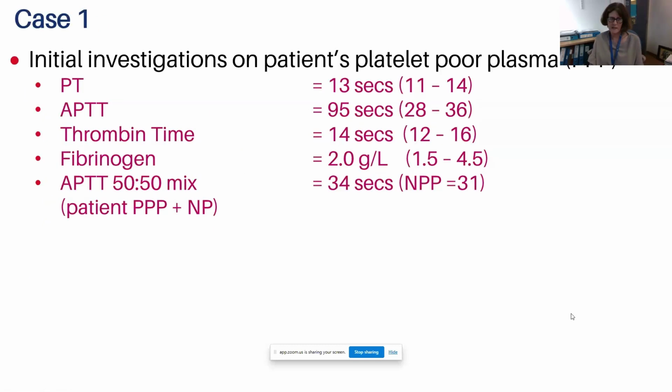But when he came into A&E, he had a blood test, and these were his results. He had a PT of 13 and an APTT of 95 seconds. His thrombin time was normal and his fibrinogen was normal. When we did the 50-50 mix of his plasma with normal plasma, we saw 34 seconds with a normal control of 31. So that's an excellent correction. We immediately knew that this patient had some kind of intrinsic clotting factor deficiency. It could be 8, 9, 11, or 12.